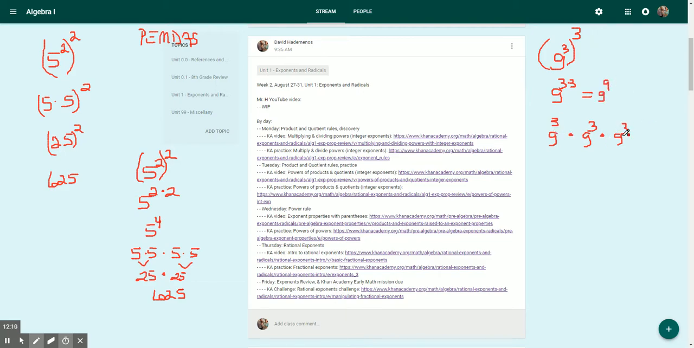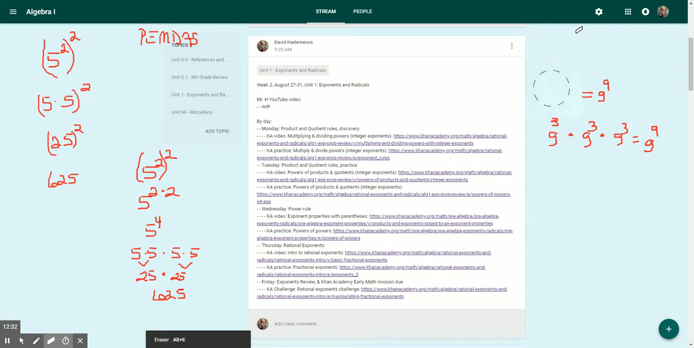And if you use the product rule in this case, remember that if we're multiplying the same base, we can add these. So we get g to the 3 plus 3 plus 3, which is also g to the 9th. Okay? So that's going to be the powers of powers.